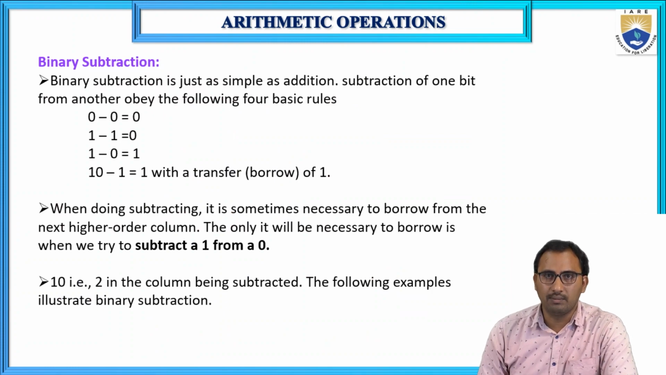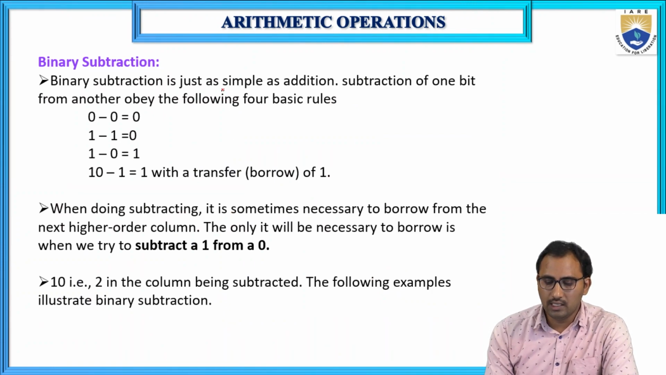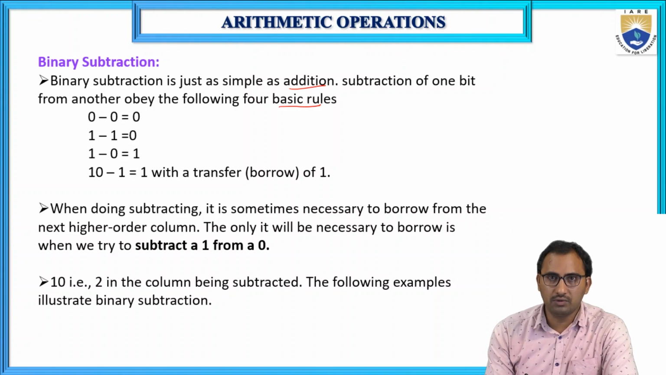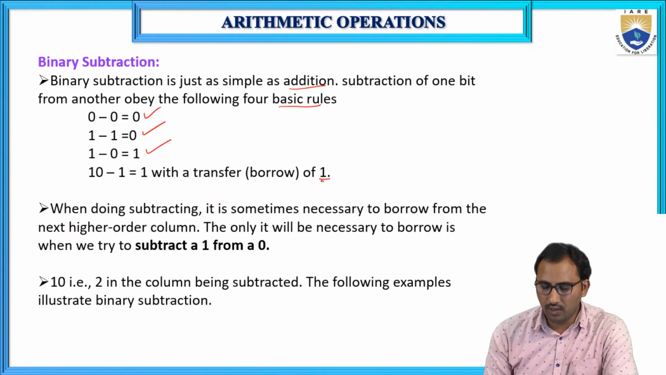Coming to the binary subtraction, binary subtraction is just as simple as addition. Subtraction of one bit from another obeys the following four basic rules. Similar to the previous binary addition, here also we have certain rules we need to follow. When you subtract 0 from 0, you will get 0 as the output. Similarly, 1 minus 1 gives 0. 1 minus 0 gives 1. When you subtract 1 from 10, you will get 1 with the borrow of 1. So these are the rules.